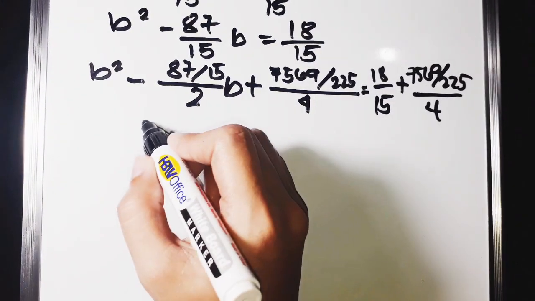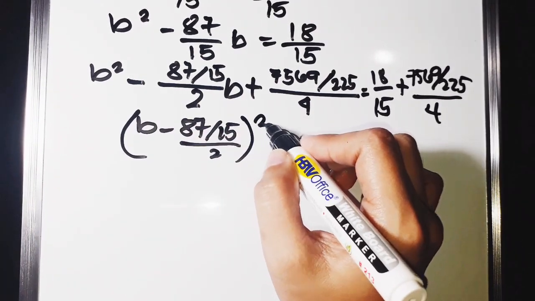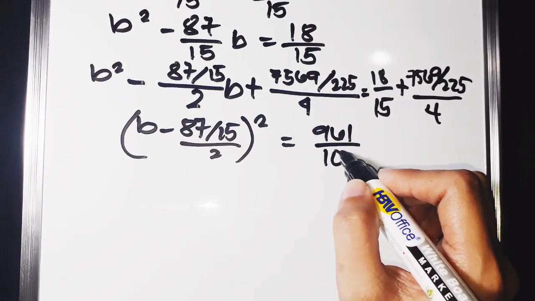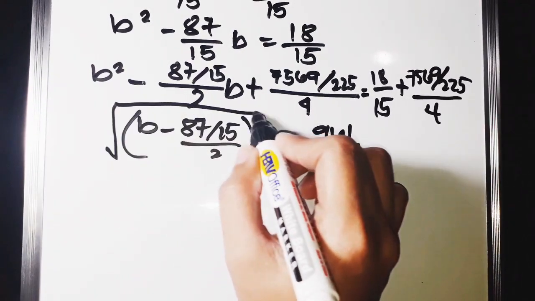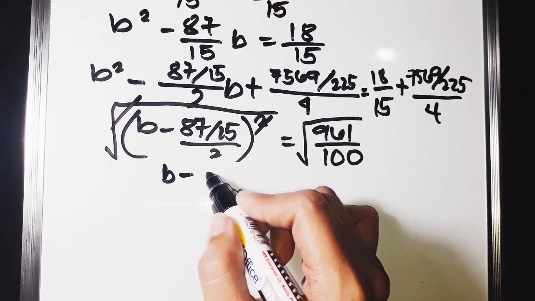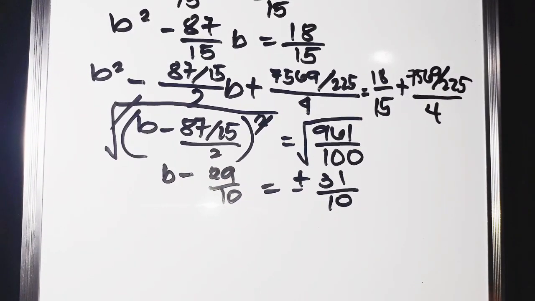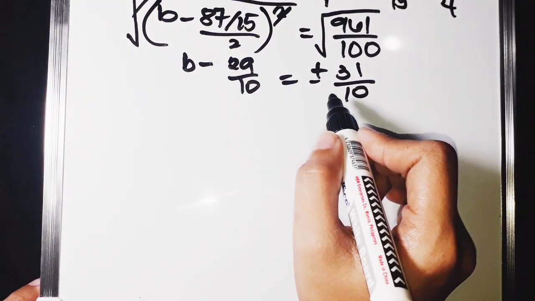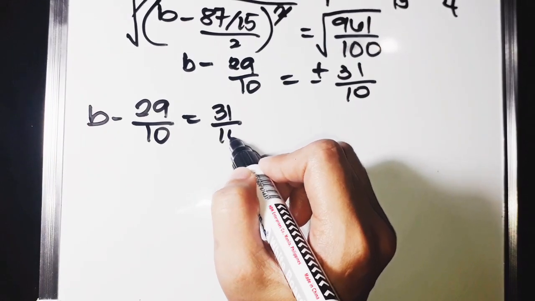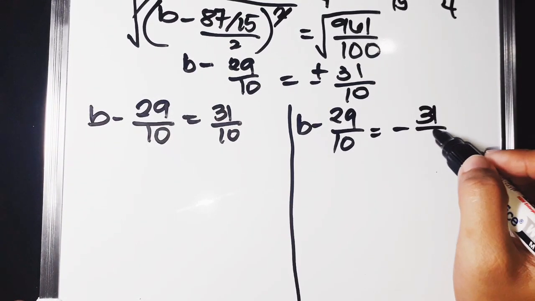Then simplify. B minus 87 over 15 over 2 squared is equal to, put this on your calculator and you should have 961 over 100. Then to eliminate the power, enclose it with the square root. Cancel, cancel. You should have b minus 29 over 10 is equal to positive and negative 31 over 10. Next, break this thing up. B minus 29 over 10 is equal to 31 over 10. Next, b minus 29 over 10 is equal to negative 31 over 10.